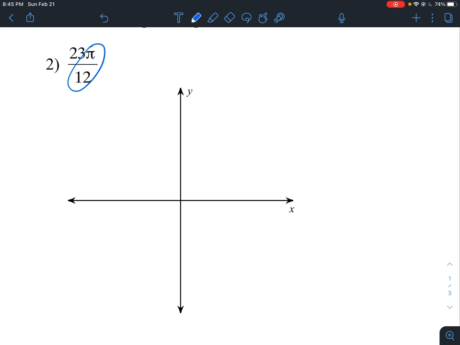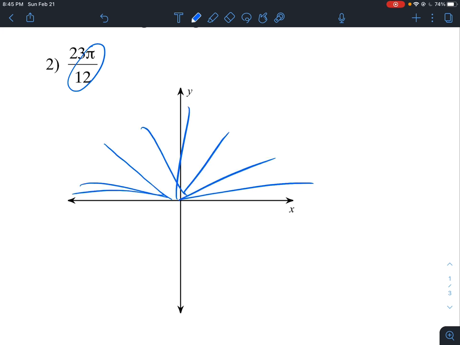So 180 divided by 12 is 15. So that means this top half is divided into 12 parts of 15 degrees. 15 degrees, 15 degrees, 15 degrees. And that also continues on to this side over here. This pi of a half circle is also split into 15 equal degrees.